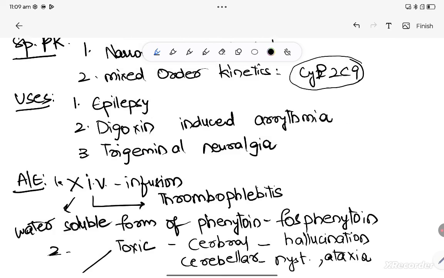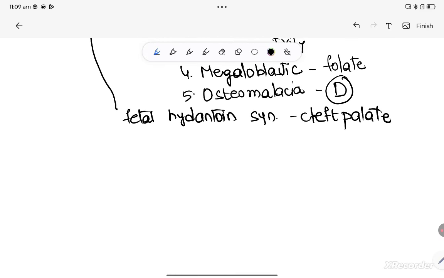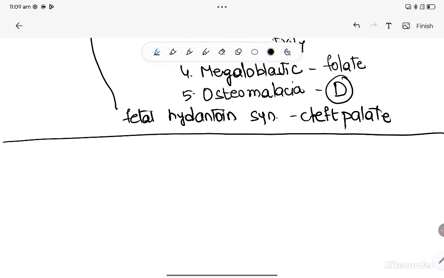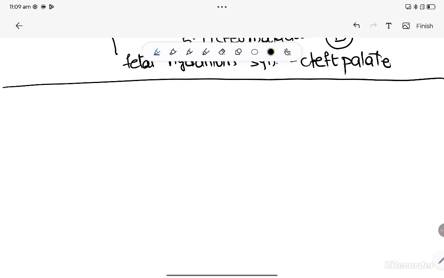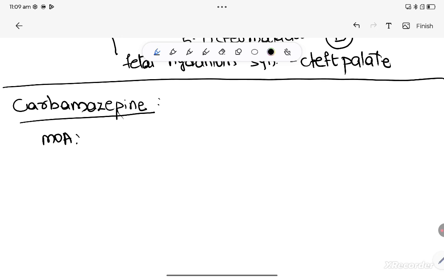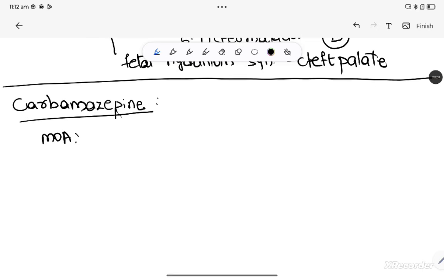I think with this we have finished phenytoin. Now we will talk about carbamazepine. See, carbamazepine is also an important 5 marks question for you. Mechanism of action: it is similar to phenytoin. That is, it prolongs the inactive phase of sodium channels.